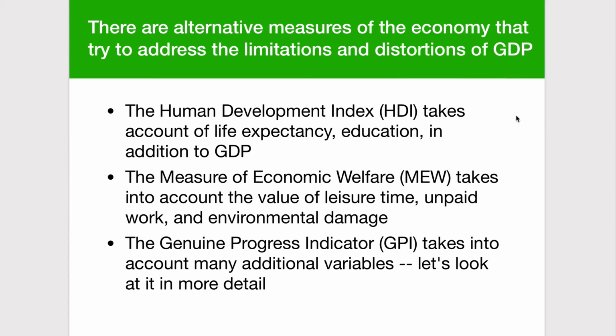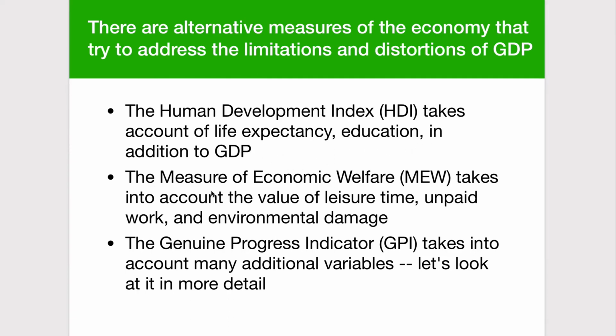Okay, there are alternative measures of the economy that try to address the limitations and distortions of GDP in some way, because GDP statistics have been around since the late 1940s. We've had decades to think about them, think about the problems, think about the limitations, and try to address those. All right, so here's a measure called the Human Development Index. It's the HDI. And this takes account of things like life expectancy, education, so forth, in addition to GDP.